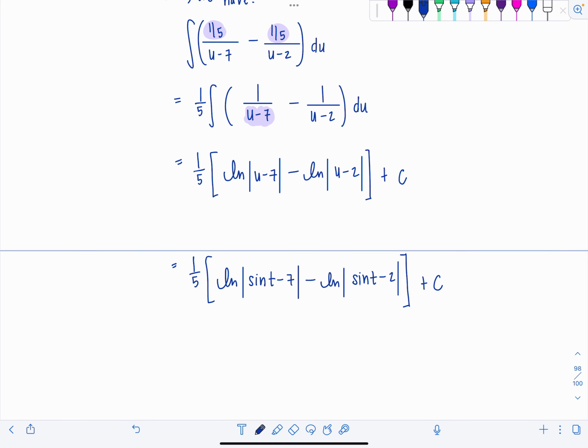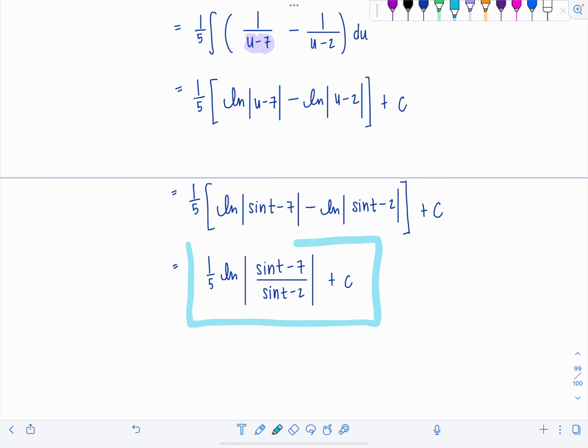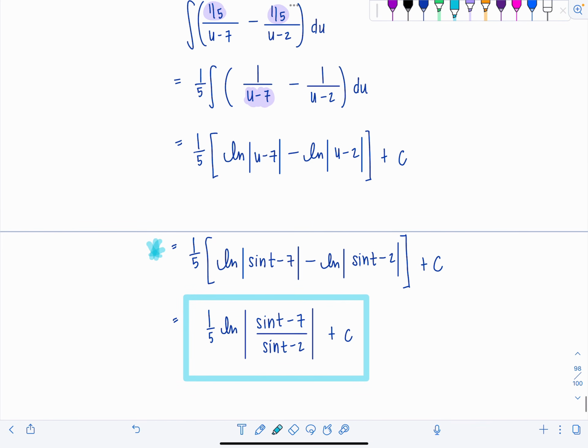And I actually put this on the last exam I gave my students. If they stopped here, I gave them full credit, but it does look better if you use your log properties and clean it up. ln, then you can put absolute value sine t minus 7 over sine t minus 2, right? Combine them using division, and then plus C. So it's spring break for us. They're probably not watching my YouTube channel right now, but if they are, you got full credit even if you stopped here, okay?